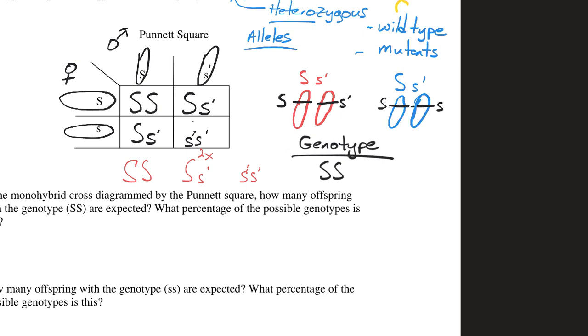Big S, big S, the odds of getting that are 1/4. What are the odds of getting big S, little s? Equals 1/2. 2 out of 4, or when you reduce 2 out of 4, it's 1/2. Do we all agree with that? We're all okay with that? And then little s, little s, the odds are 1 out of 4. So that's for the genotype.